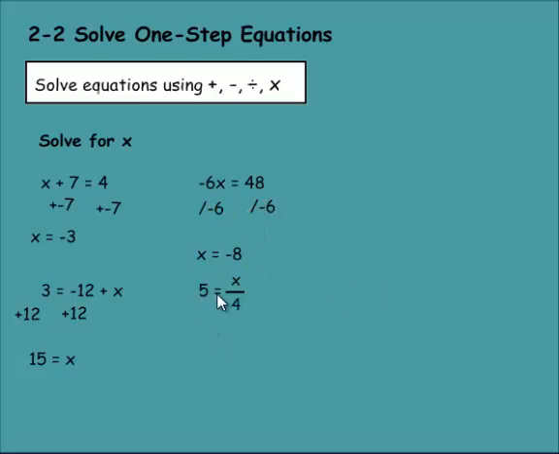Now we have 5 equals x divided by 4. So the inverse of dividing would be multiplying. So multiply this times 4, and then these would cross out, and then this would turn into 20. So we would have 20 equals x, or x equals 20.